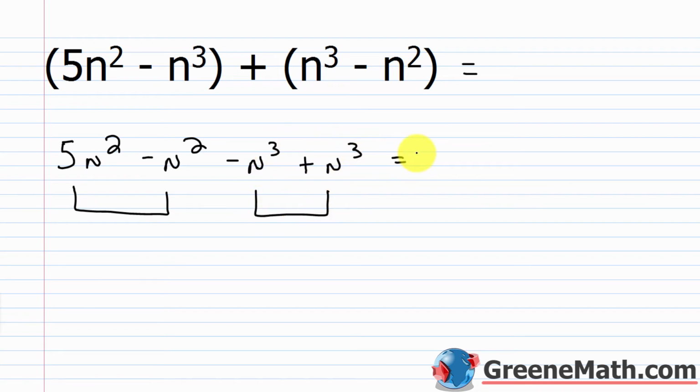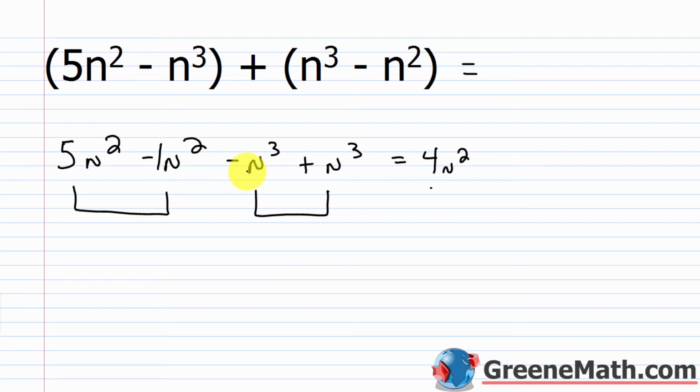So again, I'm just going to say 5n squared minus n squared is what? That's 4n squared. The variable part n squared stays the same, and I'm just subtracting coefficients. So the coefficient here is a 5. The coefficient here is basically a negative 1. 5 minus 1 is 4. So that's how I got that 4 there. And then the variable part, n squared, stays the same.